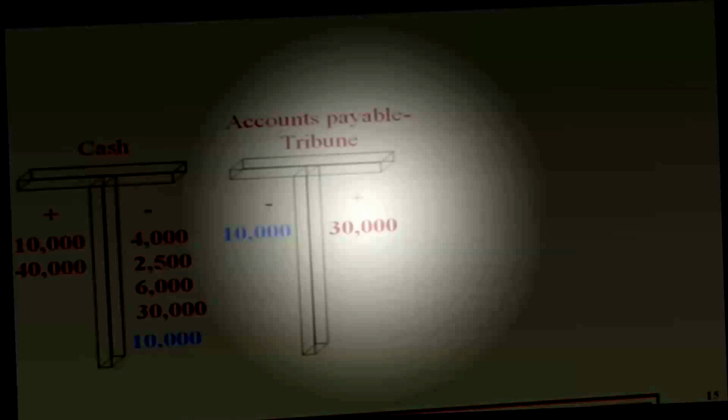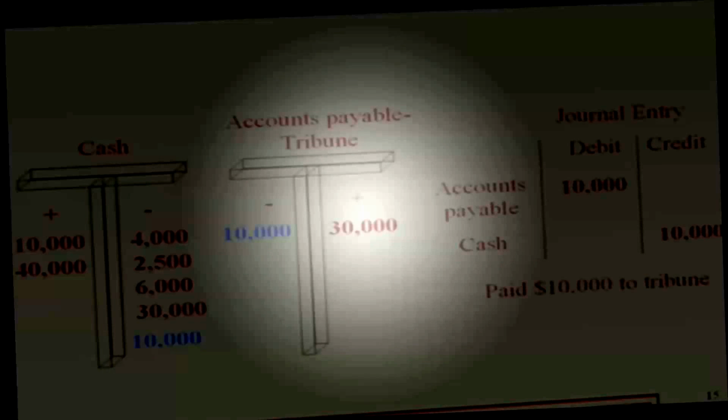Cash minus 10,000, so 10,000 on the right. Accounts payable minus 10,000, so 10,000 on the left. So the transaction recording is: debit accounts payable 10,000, credit cash 10,000, and the journal entry will be like this. There you go.